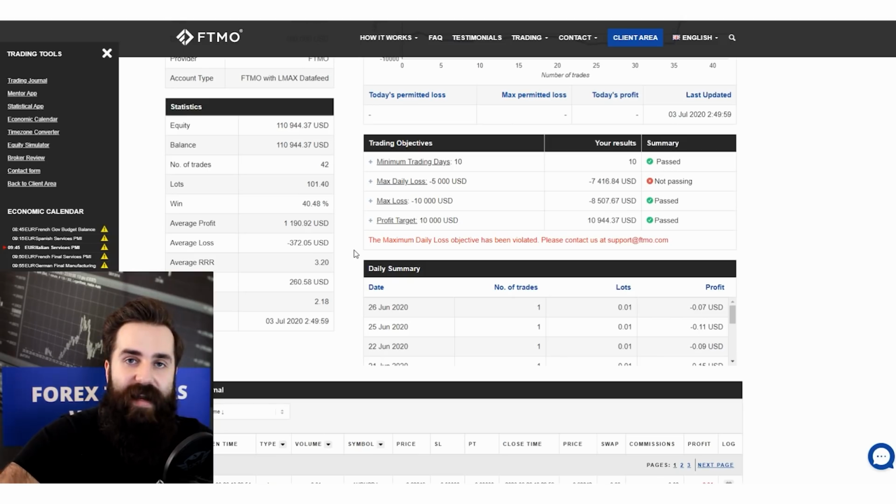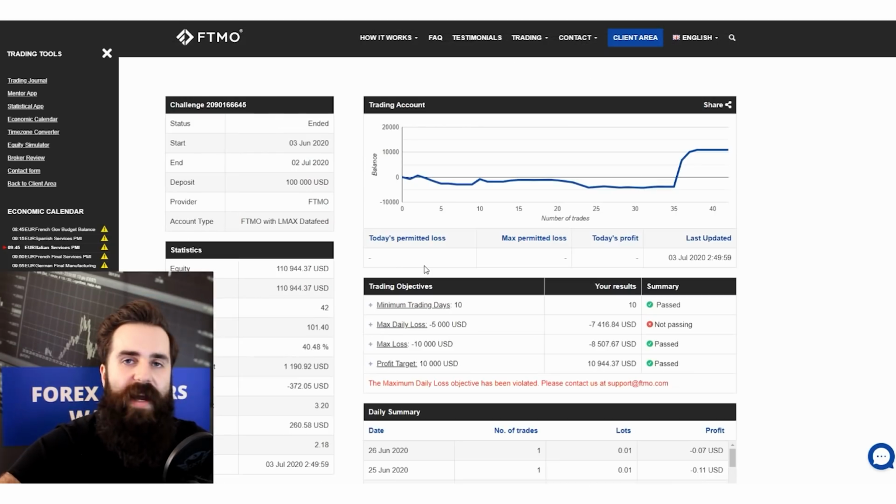So once again, I am just reminding you that max daily loss limit is calculated from your equity, not balance. So that means that we are taking into consideration not just closed trades, but also your open positions. And you know, if the challenge was still running, you would see some numbers here which indicate how much else you can lose in any given day. So I would recommend to always visit your account matrix and see your today's permitted loss.